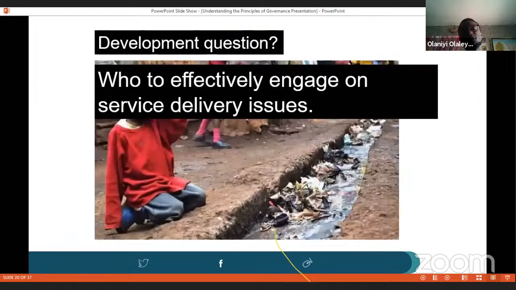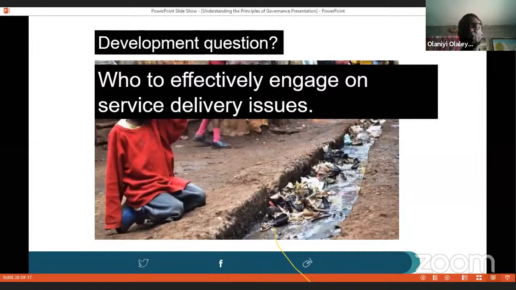So these are the development questions. Who do you effectively engage when it comes to these issues? You engage your legislature, you engage the representative for the people, you ask questions. I will let you know that when you ask the necessary questions from the government, you'll be also scared. Because Nigeria is running a system in which the government is not responsible to the people, or the government is not accountable to the people.